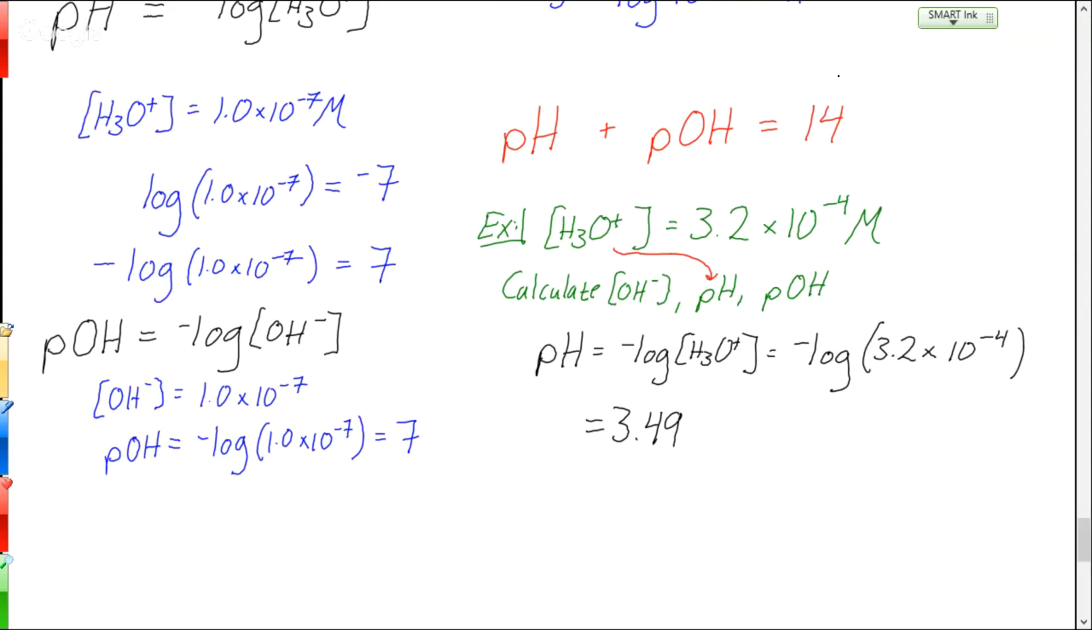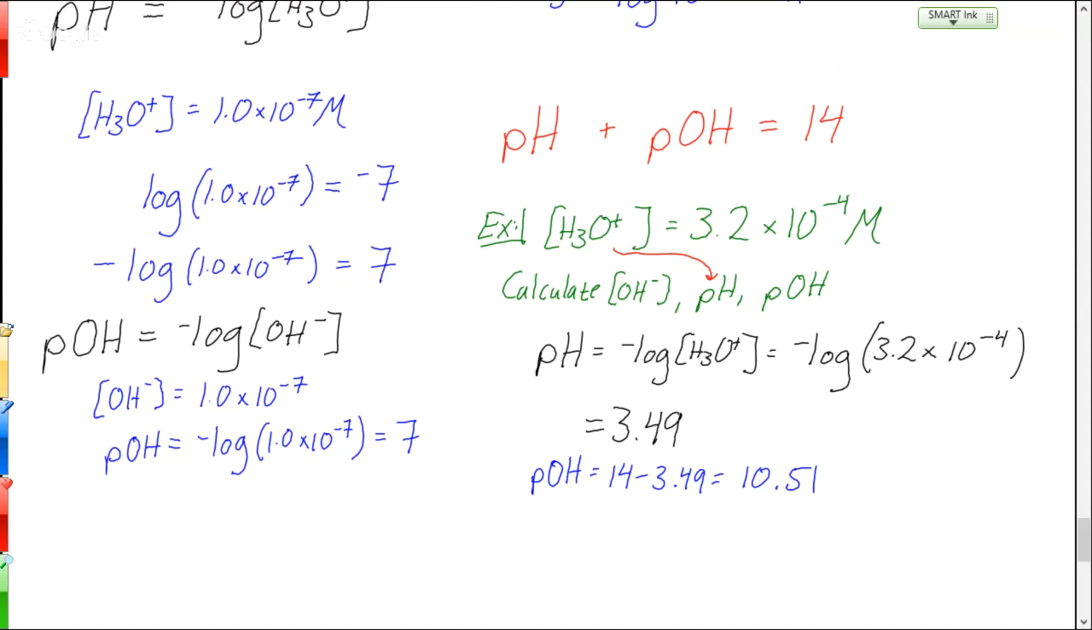So that's our pH. All right, so if the pH is 3.49, what is the pOH? How do we figure that out? Yeah, we're going to subtract from 14 because the pH plus the pOH have to equal 14. So 3.49 plus what number is 14? Well, that's not too bad to figure out. 14 minus 3.49 is 10.51, right? Yeah. All right, so we got the pOH.